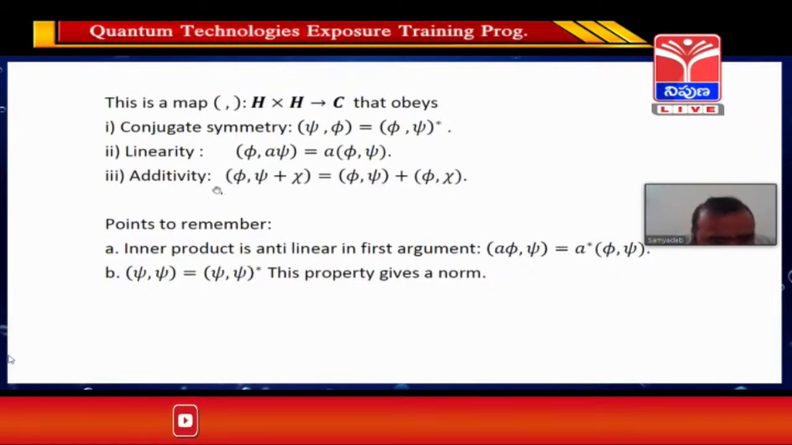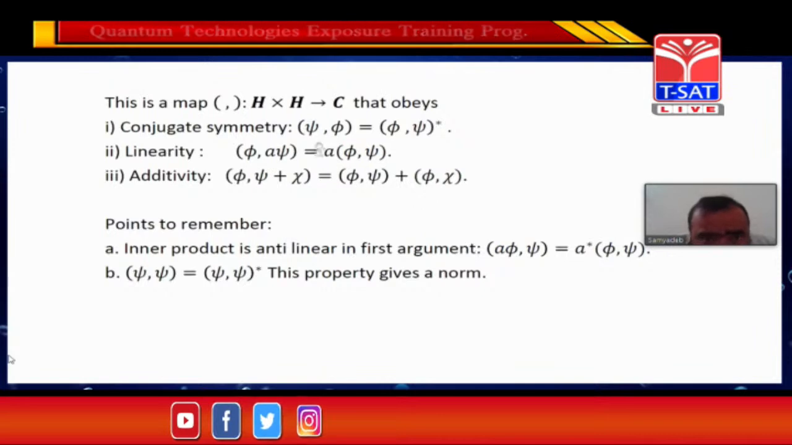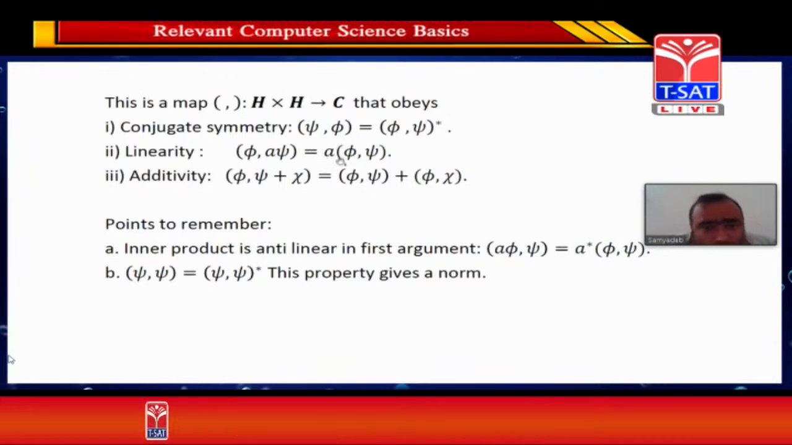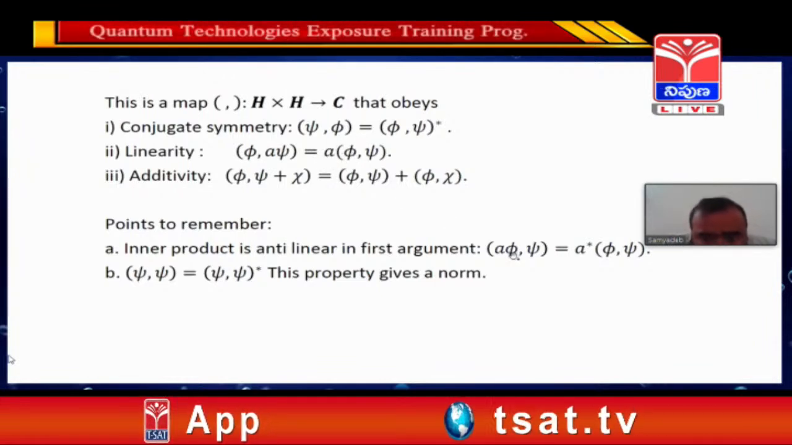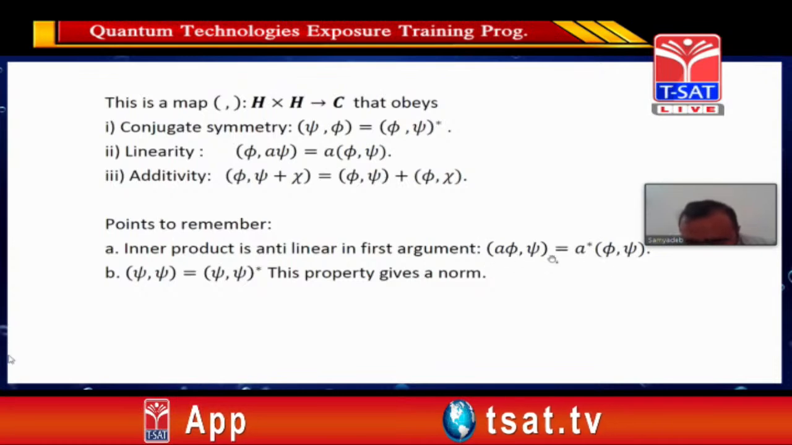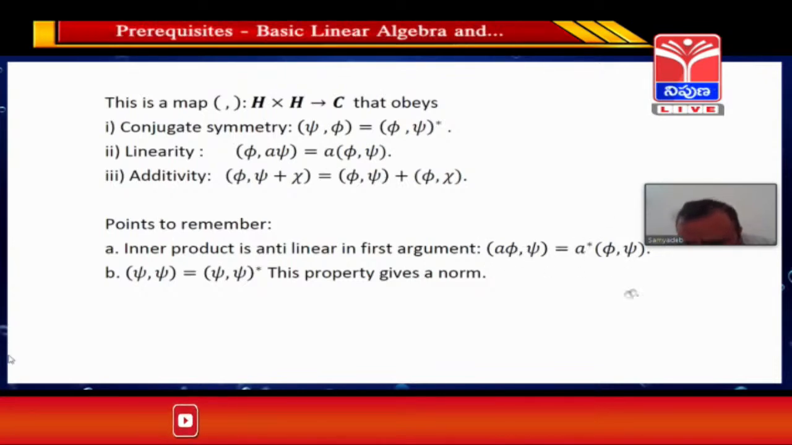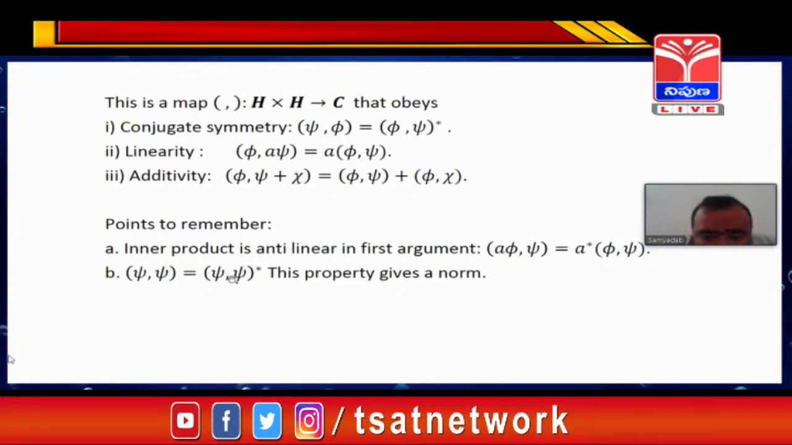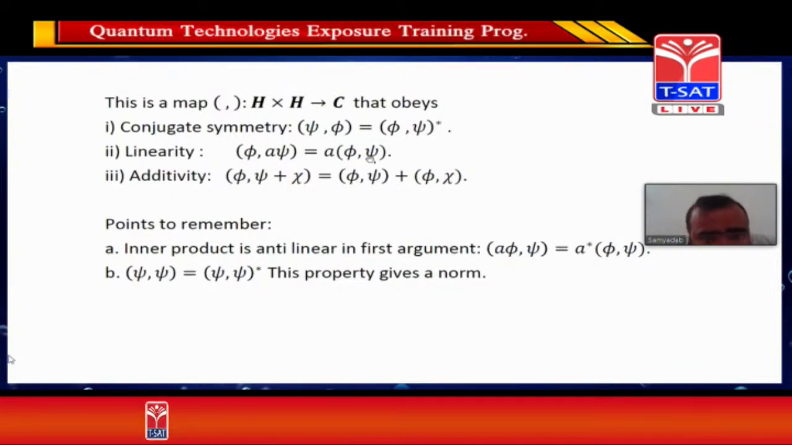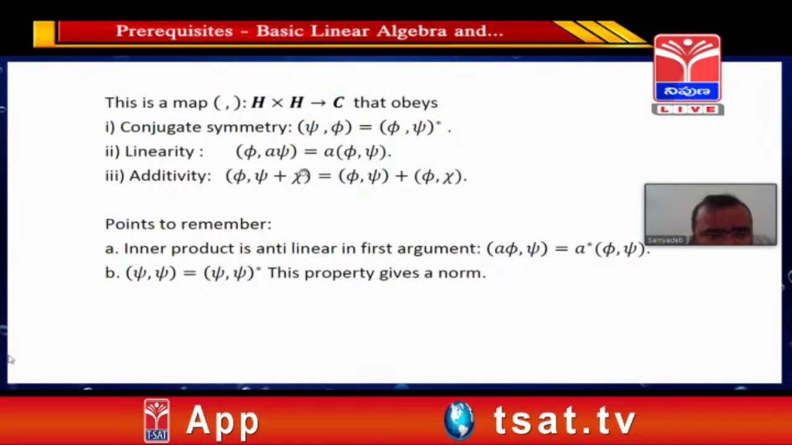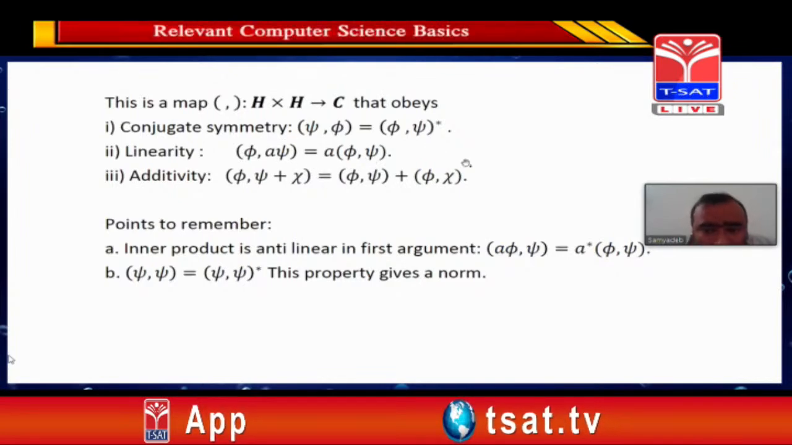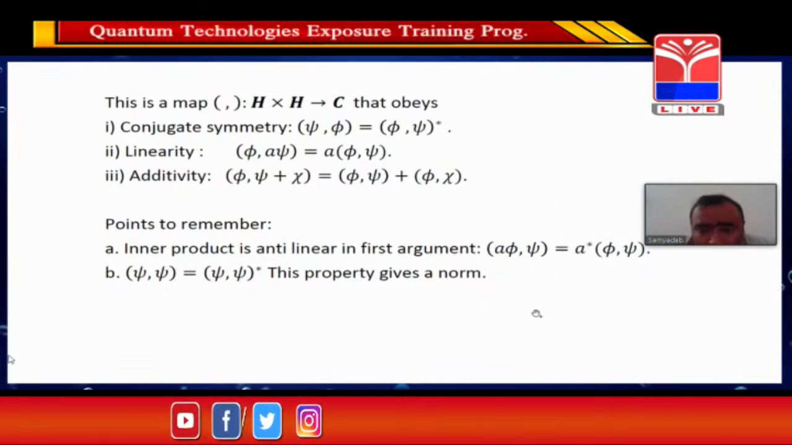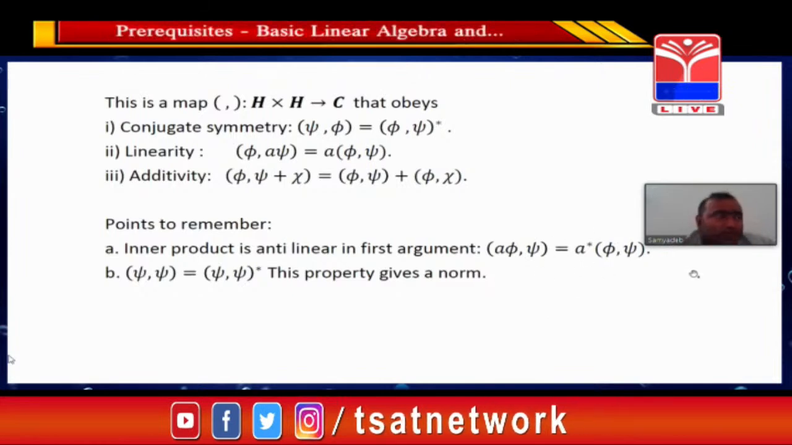There is a point to remember about this linearity. In the first argument, if the complex number is multiplied with the first argument, then it acts like this: the inner product of a phi and xi is a star times the inner product of phi and xi. So it is called antilinear. It is linear in the second argument, that is, the inner product of phi and a xi is a times the inner product of phi and xi, but it is antilinear in the first argument. That is, the inner product of a phi and xi is a star times the inner product of phi and xi.